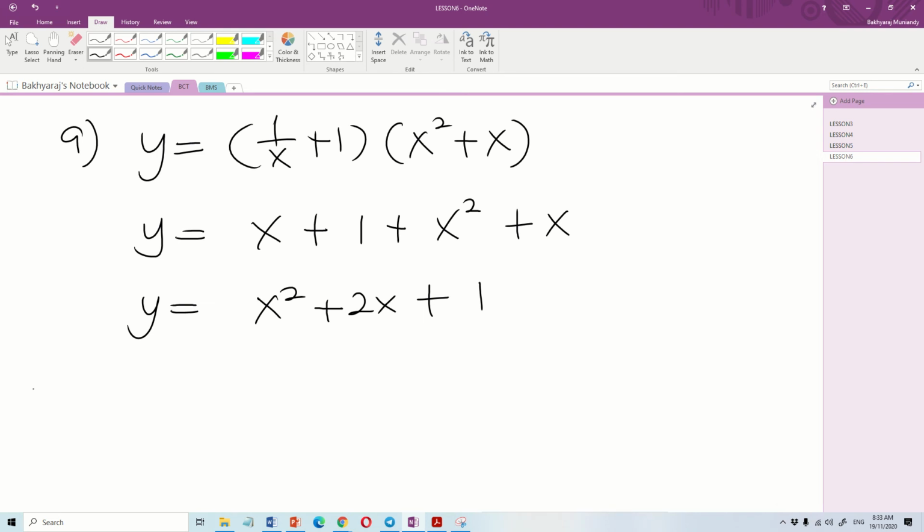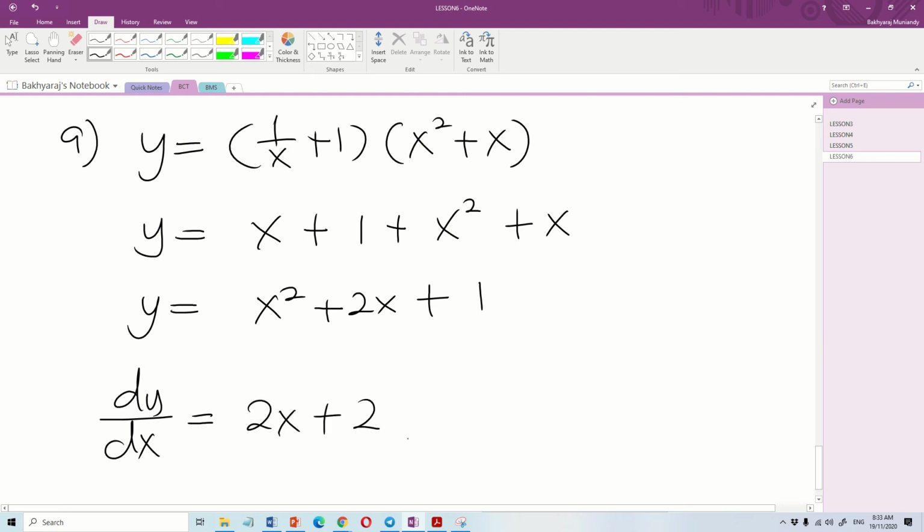And we go for the last answer. So dy dx sama dengan 2x tambah 2. Okay, betul. Okay, kita dah dapat selesai untuk soalan 9 lah.